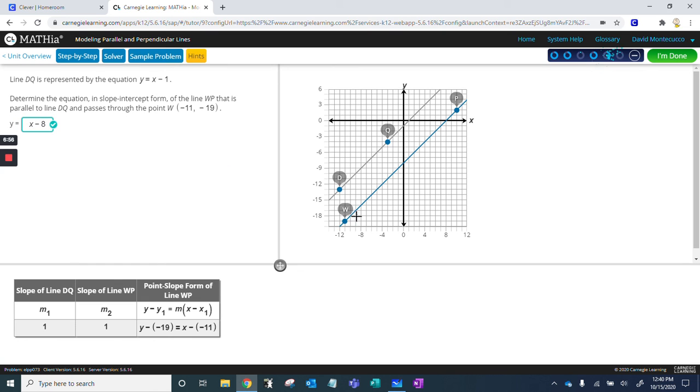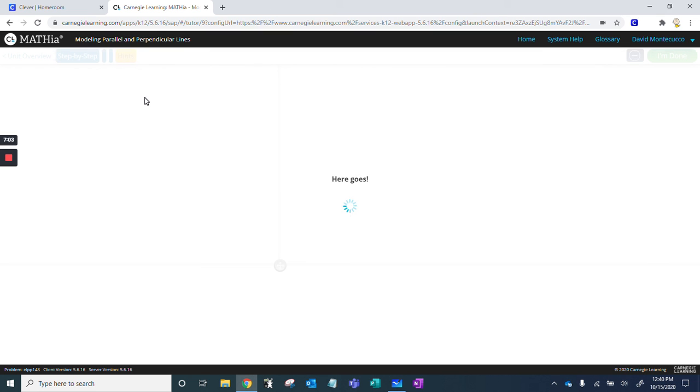Awesome. Hopefully this was helpful, because now we have what's called a solver when we get stuck. Okay? Thank you. See you soon.